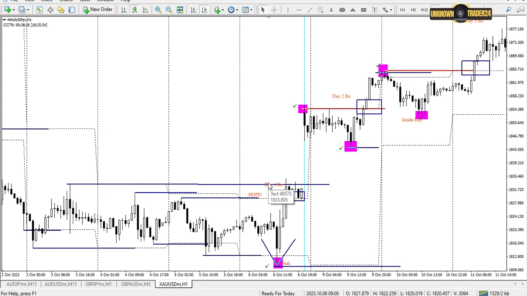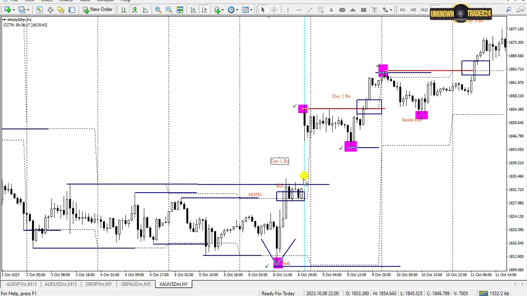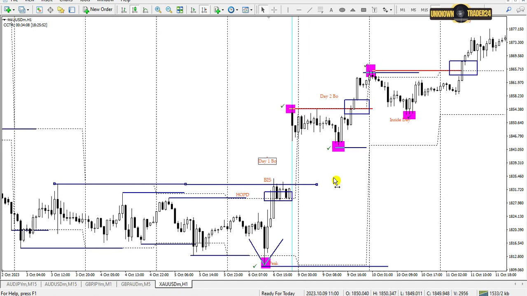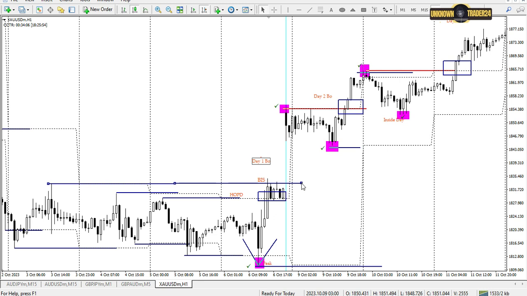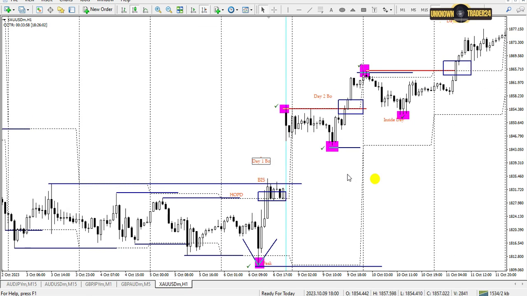Once we have a break of structure, let me show you something. Now we have the break of structure. As you can see, they broke the previous high. So now we have a break in structure. This is when you can start looking for counter-trading opportunities. When we have a break in structure, we have a pullback.